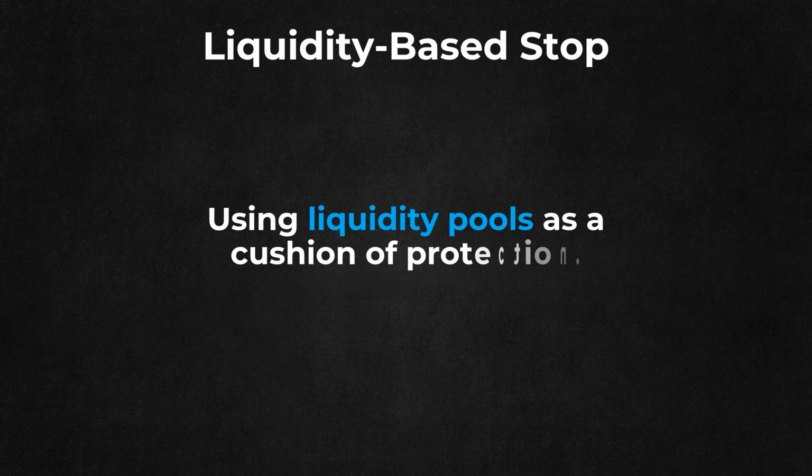The liquidity-based stop is one special type of technical target that aims to exit a position where extreme levels of liquidity exist. The rationale behind this is that liquidity pools tend to be targeted for manipulation, so the idea is to place a stop using these pools as a cushion of protection. You can learn more about liquidity in the video in the card.